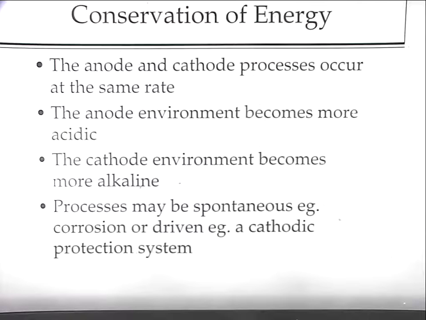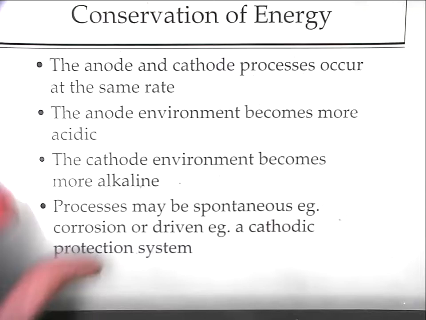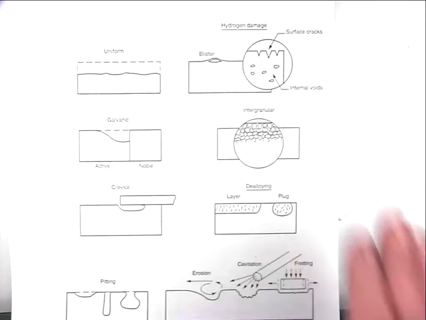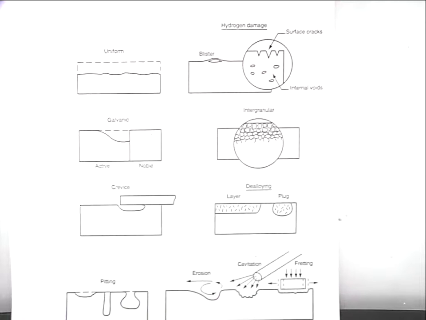What I want to do now is start looking at types of corrosion to consider how we classify corrosion, not from what environment it's in, but what type of failure we get. And so what's come around on the handout is one typical breakdown of corrosion mechanisms.